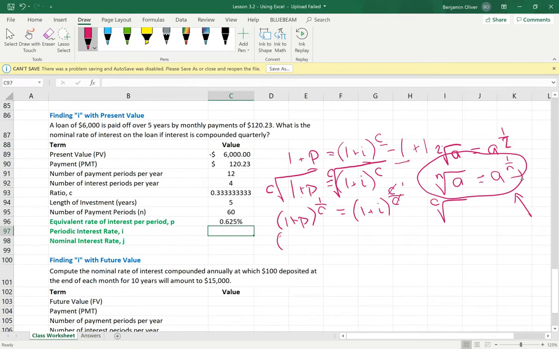So what you're left with is 1 plus p to the exponent 1 divided by c is equal to 1 plus i. So lastly, to solve for i, we have to subtract 1 from both sides. Okay, so these ones will cancel, and I'm just going to rearrange to have i is equal to 1 plus p to the exponent 1 divided by c, minus 1.